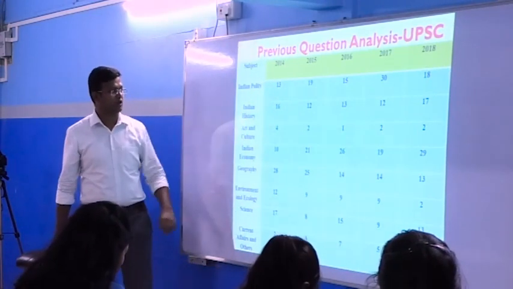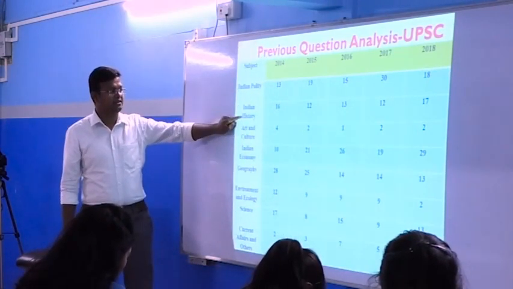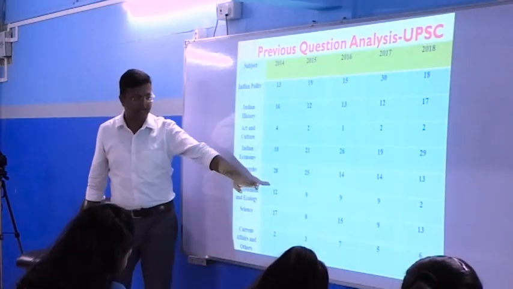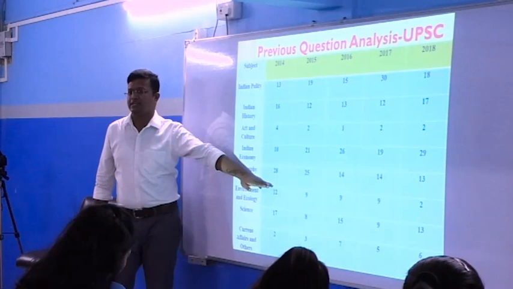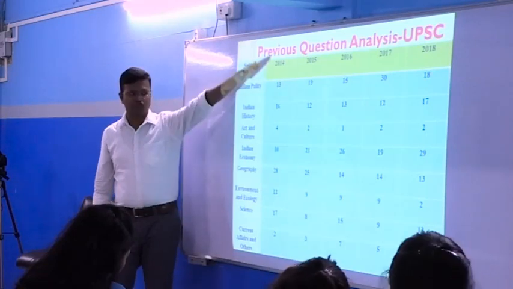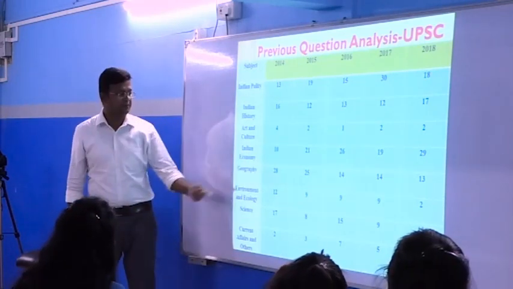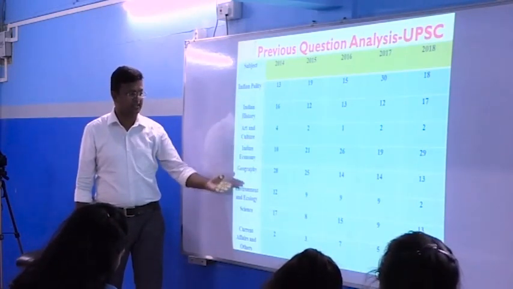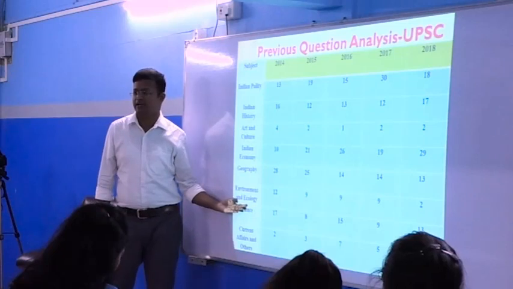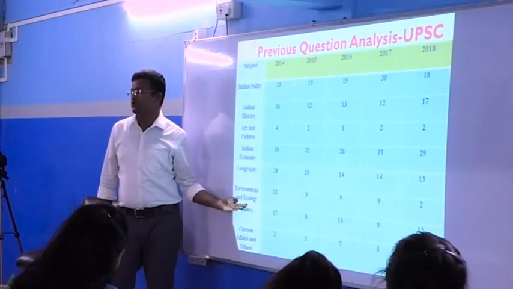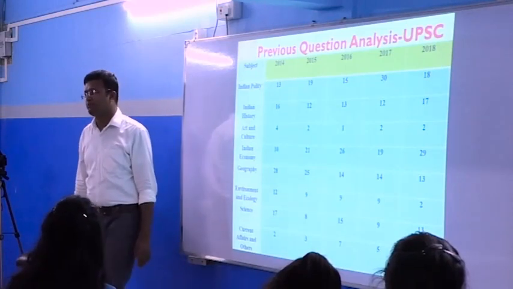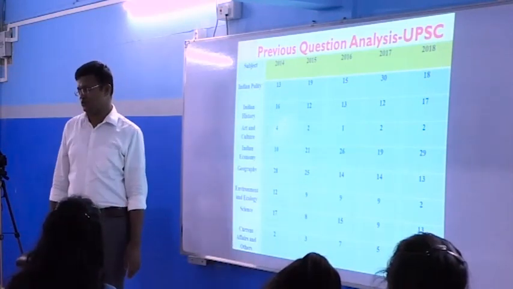Here there is a problem. Indian polity, Indian history, art and culture, Indian economy, geography, environment and ecology. Up to here we can call them conventional textbook questions. Questions up to here will come from the textbook, but there will never be a direct question from the textbook.